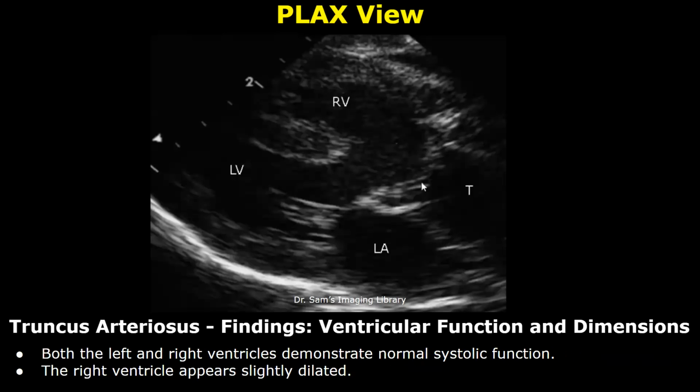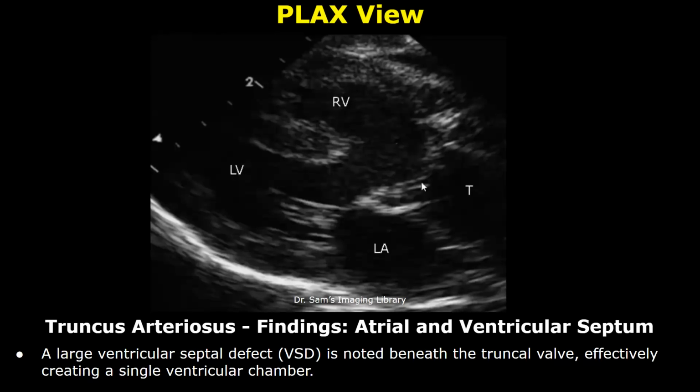Both the left and right ventricles demonstrate normal systolic function. The right ventricle appears slightly dilated. These are the findings of atrial and ventricular septum. A large ventricular septal defect is noted beneath the truncal valve, effectively creating a single ventricular chamber.